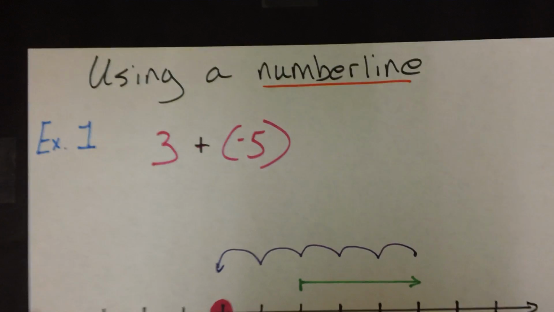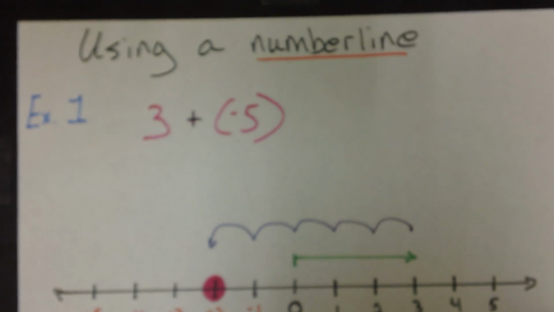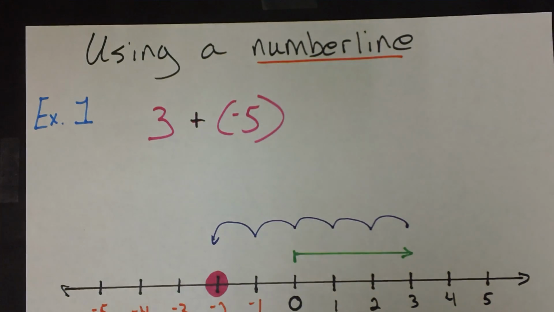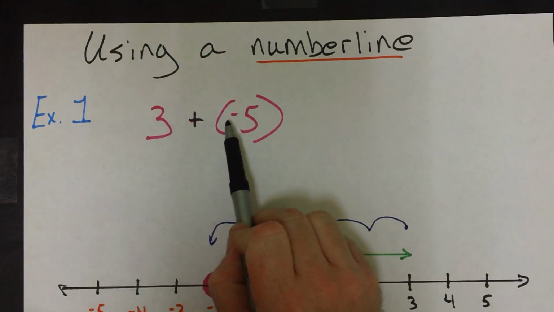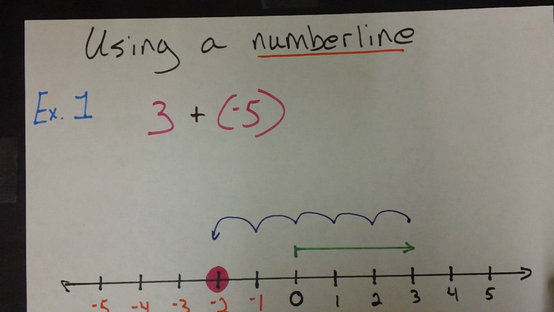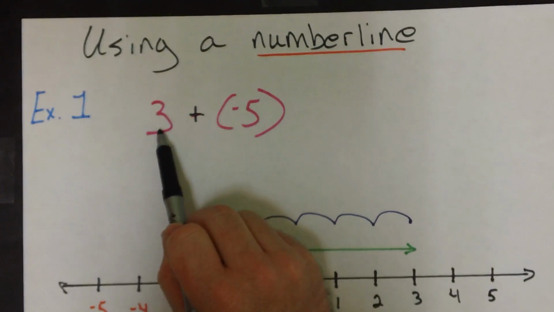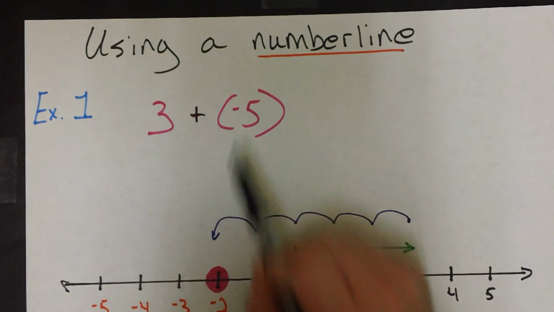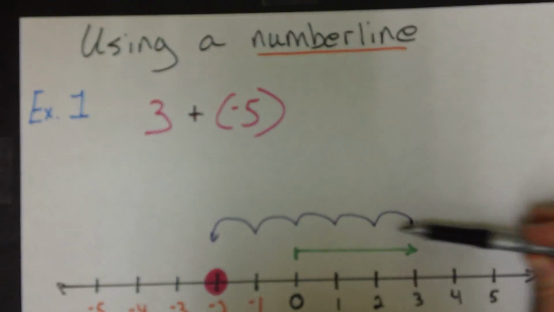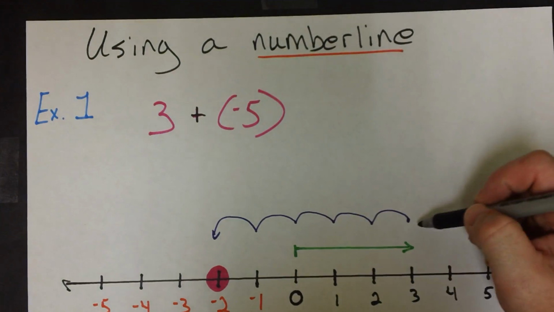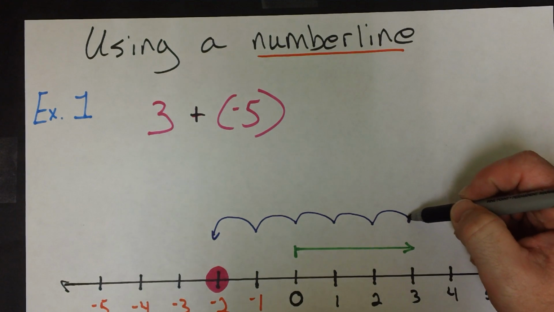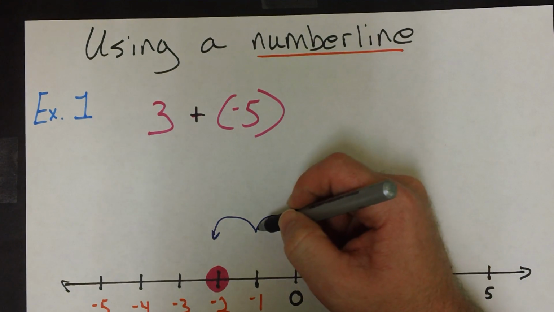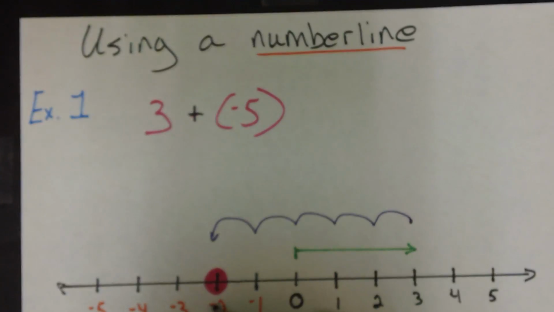For the first couple examples, we're going to use a number line. Example 1 says 3 plus -5. So we always start at 0 and we look at the first number and it's a +3, so we simply go straight to 3, +3. Now, the next number that we're going to add to it is a -5. Now, negative numbers always go to the left. So from this 3, we're going to count to the left 5 times. 1, 2, 3, 4, and 5. And we end up at -2.